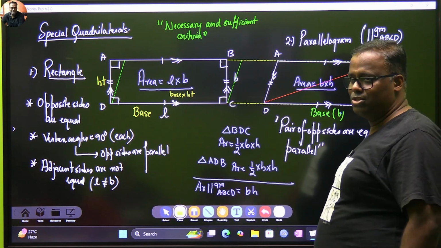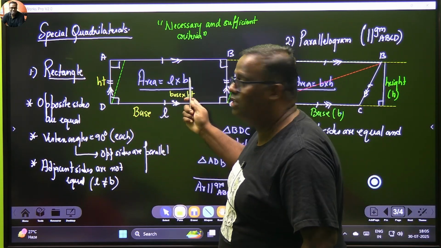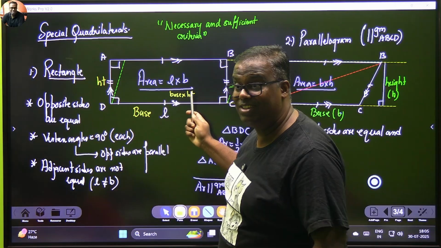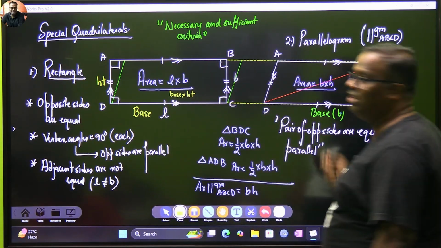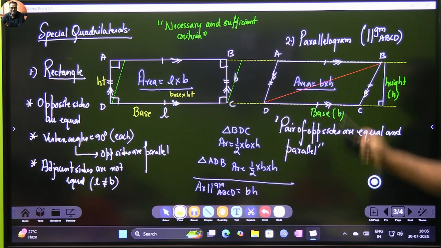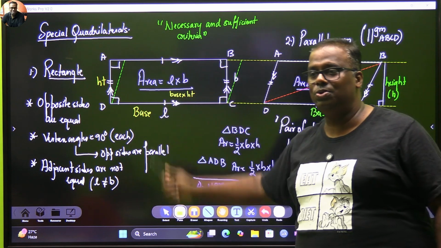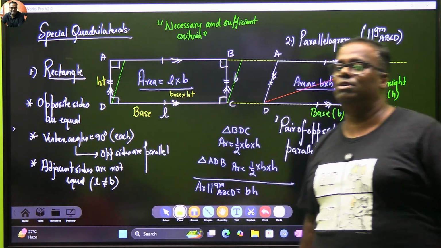Just that the difference is, in a rectangle, you will get two right angle triangles, whereas here you will get two scalene triangles of equal area. Itna kuch hai. Here we get two scalene triangles of equal area. Here we will get two right angle triangles of equal area.